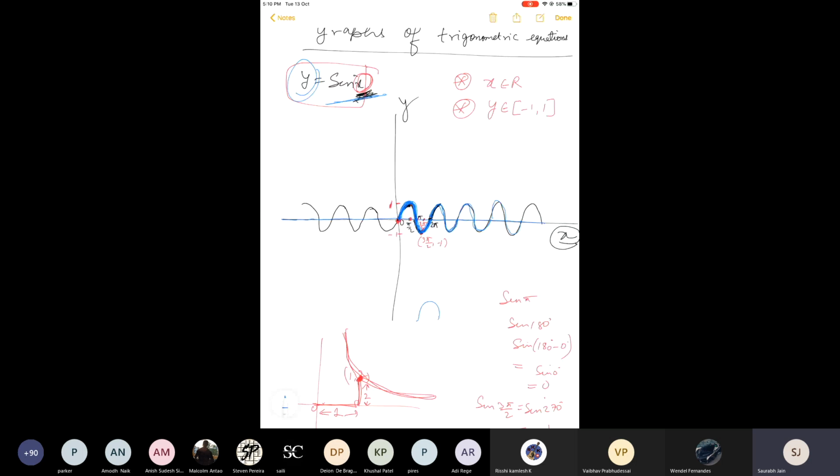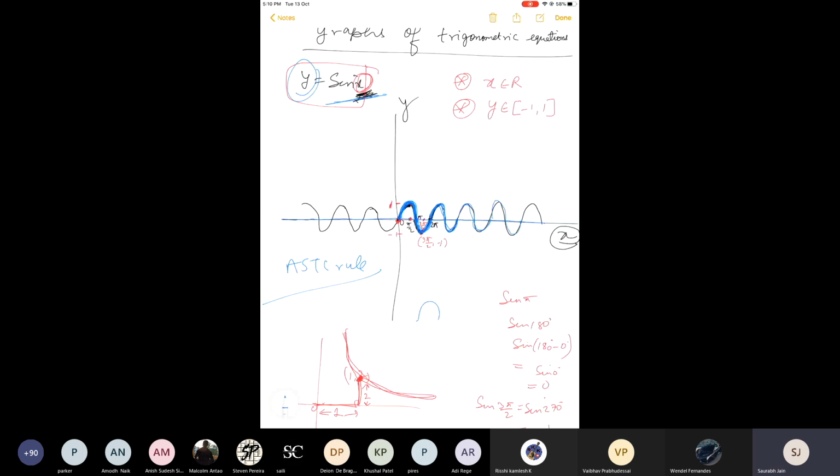So this graph is also confirming the ASTC rule. In 0 to pi, sin x is positive, that means y is positive, so above the x-axis. Third and fourth, it is negative, below the x-axis. Then first and second, above the x-axis, third and fourth, below the x-axis, and so on, and so on.